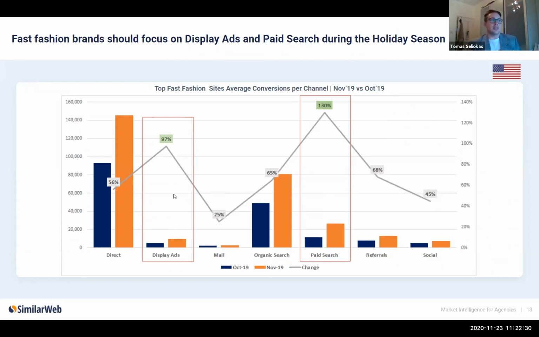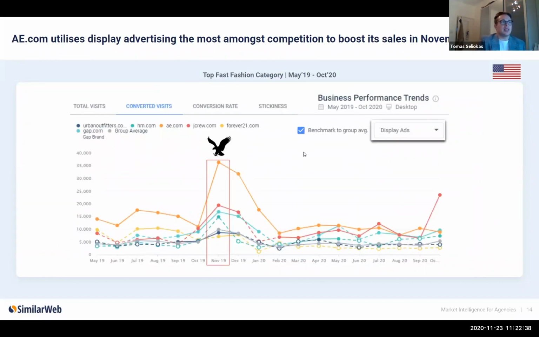So since we understood that display ads and paid search are very important during this time, you can actually go and look at how display ads are used over the last 2 years. And we can see here that American Eagle is using display ads a lot more than any other fast fashion brand. And you can see how much more during November. So this is the peak, and this is where this channel is used the most for pretty much everyone, really. And the growth is extremely significant.